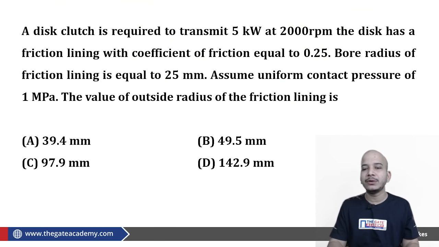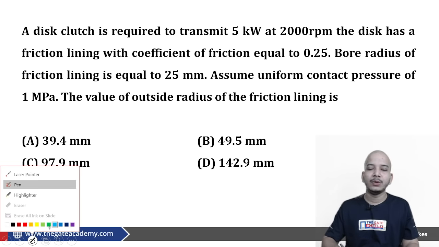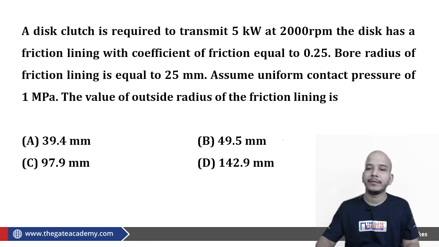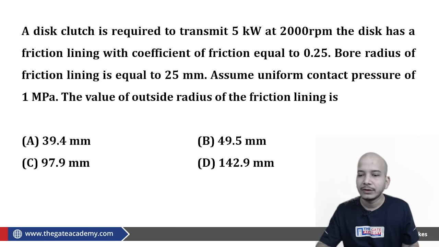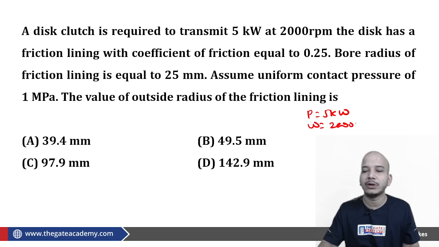A disc clutch is required to transmit 5 kilowatt at 2000 RPM. So basically here, power is provided as 5 kilowatt. This will be helpful to us to calculate the value of Mt. Okay, so this power is equal to 5 kilowatt, and omega is also provided. Omega is provided as 2000 RPM.